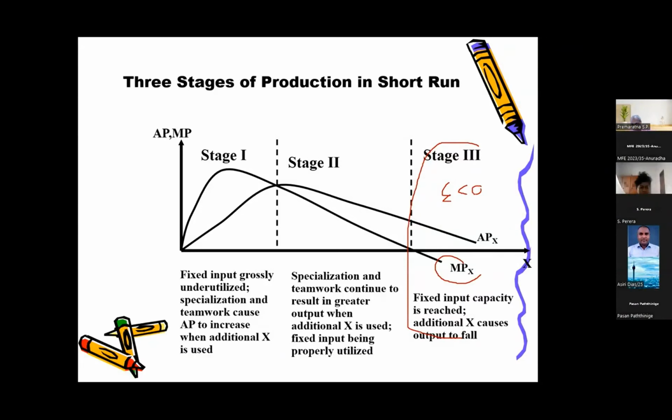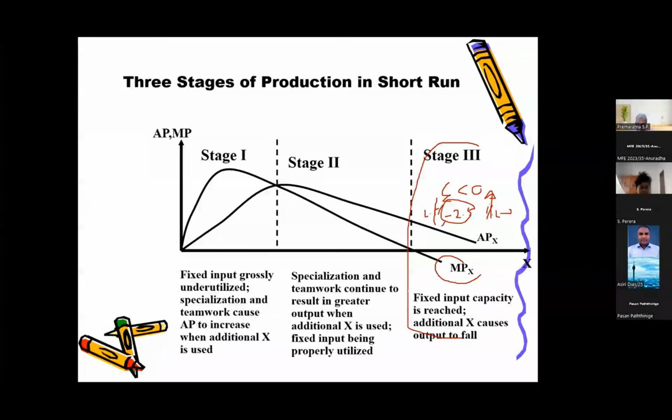Elasticity is negative. Negative elasticity means, for example, let's say negative 2.5 labor elasticity. For instance, this 2.5 means additional input increase: let's say the labor increased by 1%, then, because the elasticity is negative, total output decreased by 2.5%. So in that way, no rational producer takes the decision to operate in the third stage.